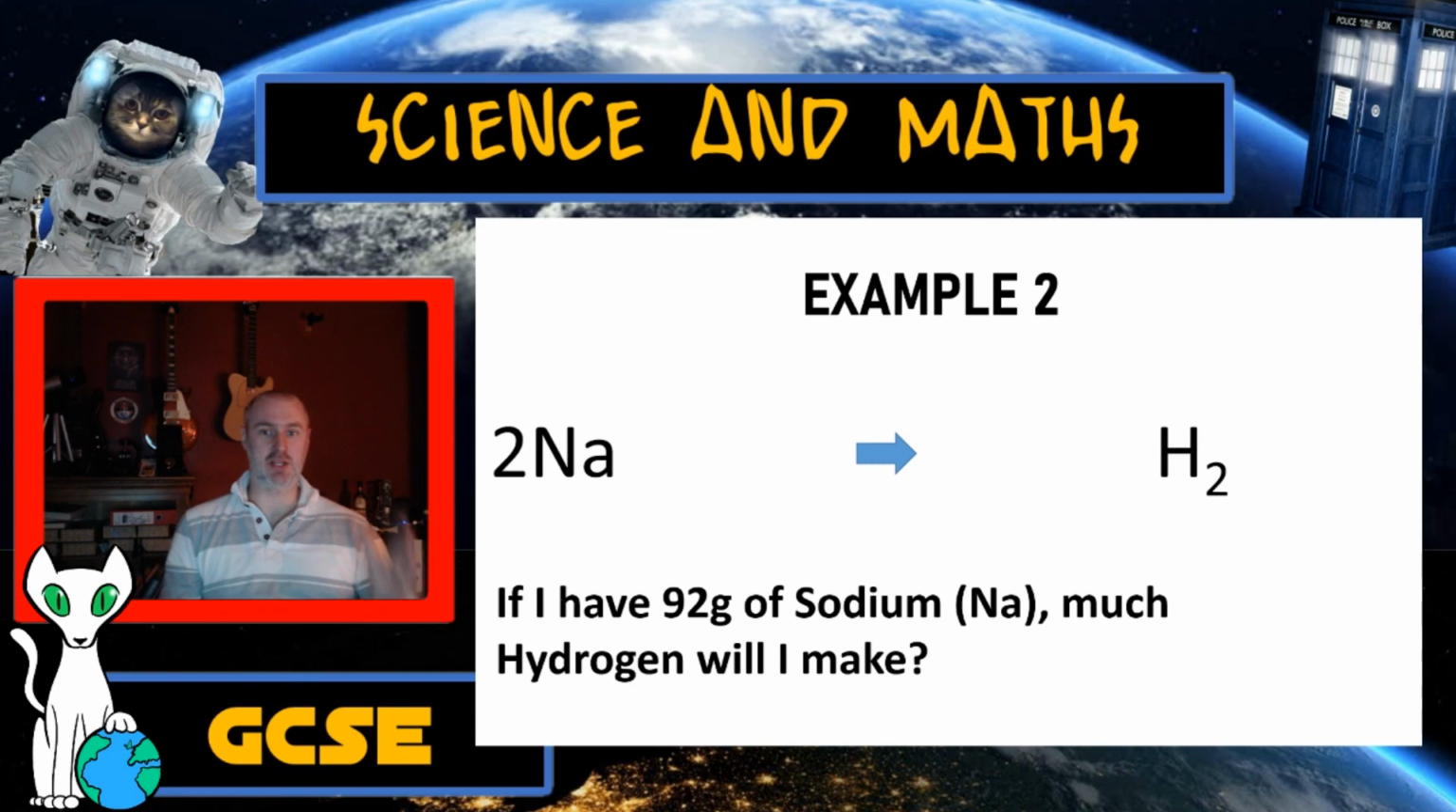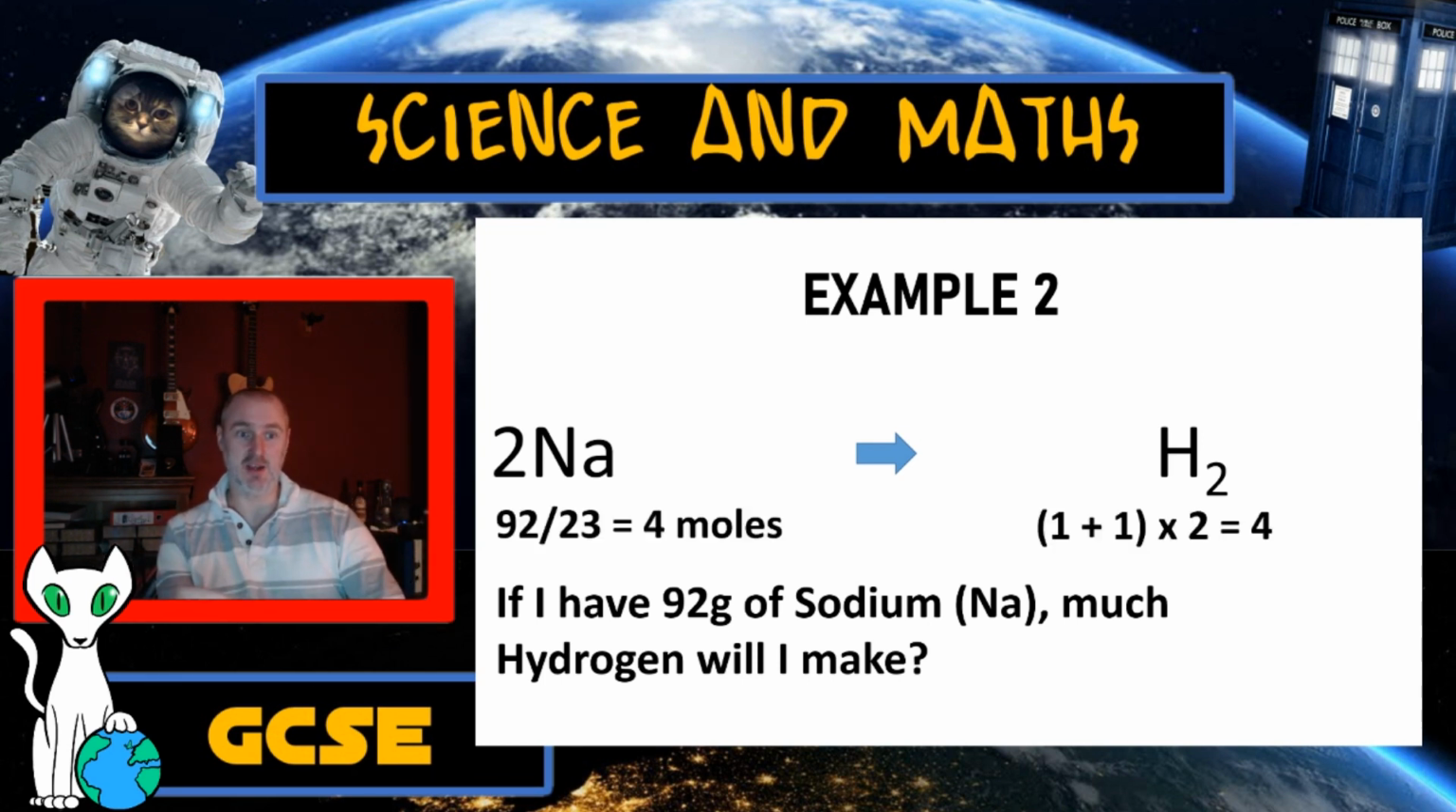Now the second step was looking at the ratio of moles or molecules in the equation, and we can see that 2 moles of sodium will produce 1 mole of hydrogen. It's a ratio of 2-to-1. So however many moles of sodium I've got, I'm only going to have half that for hydrogen. So for every 2 moles of sodium I've got, I'm going to make 1 mole of hydrogen.